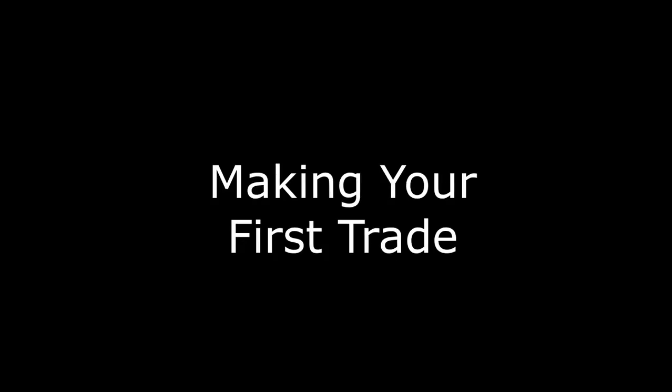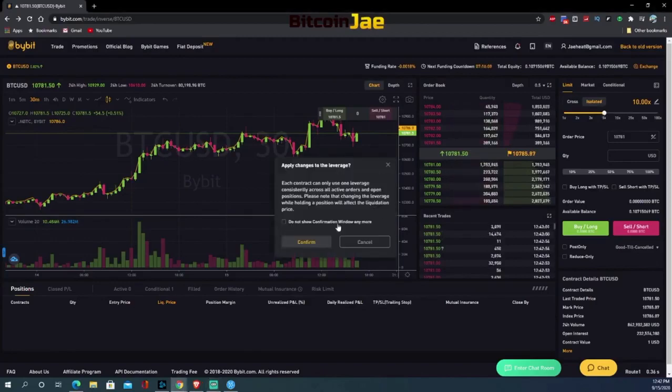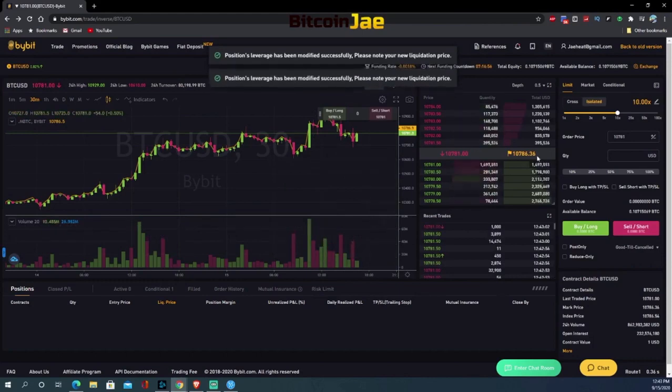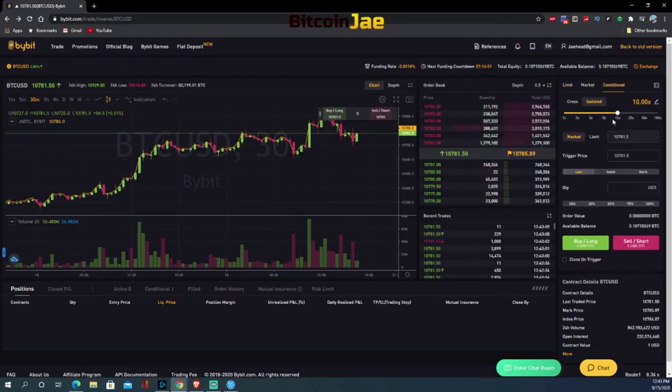Now finally, making your first trade. Let's make some money. Once you're ready, once you have your account funded, you have everything ready, you know exactly where your entry is, you have your trade plan set up, you know exactly where you're going to put your stop loss and where you're going to take profit. Now you're ready to take your first trade.